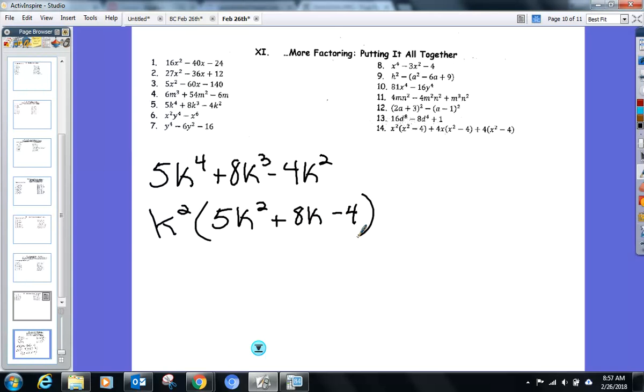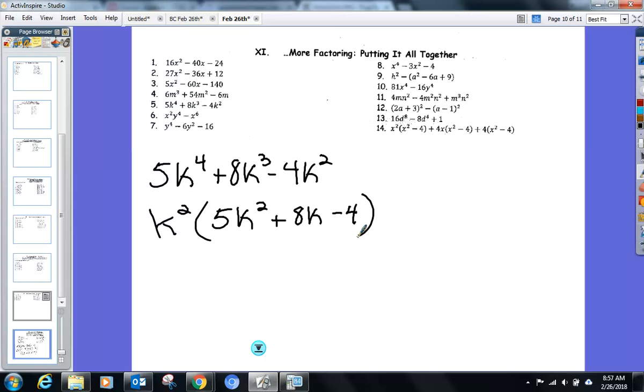We're at this level now. Look to factor again. May not be good enough just to take out the GCF. Can I factor what's inside? Ready? How many terms inside? 3. And what's your A value? 5. It's not 1. So I might be able to group this. Keep that K squared hanging out there to the end.